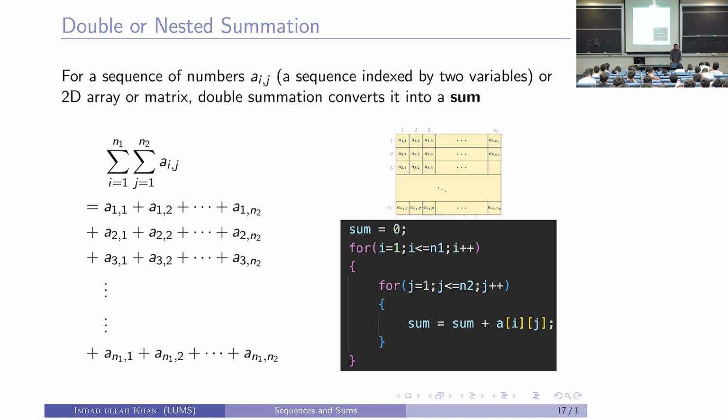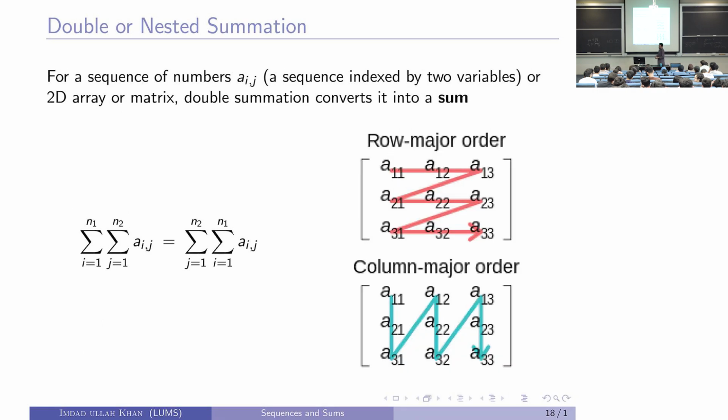That's a nested loop. If you are going to take the sum of this matrix, a 2D array in C++, this is the code: i goes from 1 to n1 and j goes from 1 to n2, you add up a_ij. This will be exactly this matrix and it will be added. Again, just vocabulary, just words.